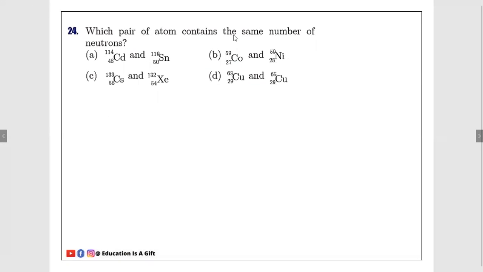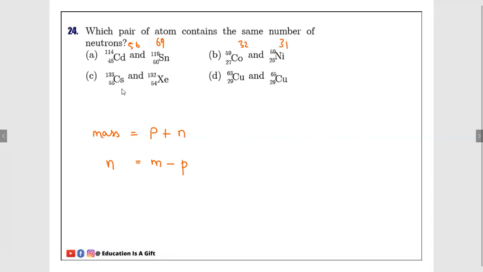24. Which pair of atoms contains the same number of neutrons? So how to find the neutron count? Mass number is equal to proton count plus neutron count. If you want the neutron count, it is equal to mass number minus proton count. In option A, Cd 114 with 48: 114 minus 48 is equal to 56. 119 with 50: 119 minus 50 is equal to 69. Different neutron counts. In B, cobalt and nickel: 59 with 27, 59 minus 27 is equal to 32. Nickel, 59 minus 28 is equal to 31. Neutron counts are not the same.